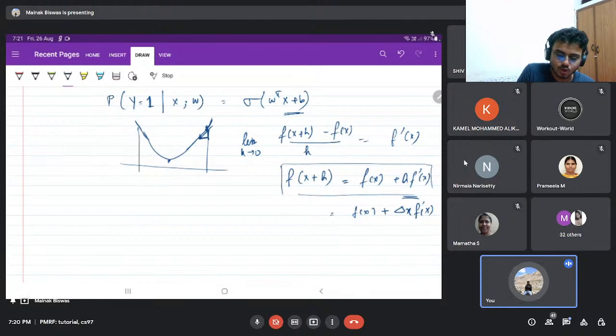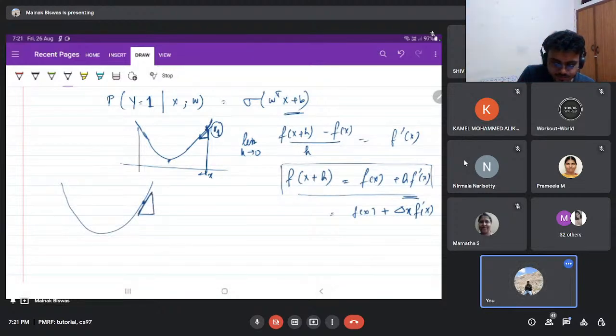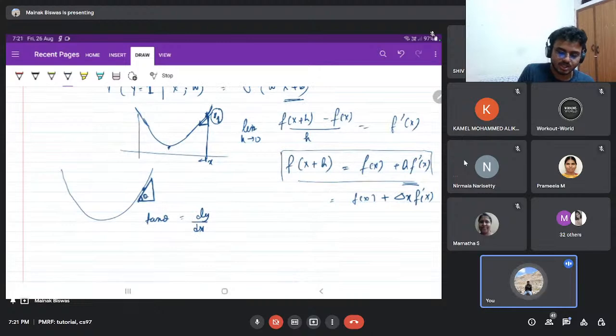But here we want to update the value of x itself. So x was initialized here as x1. So how do you update the value? I'll show you the geometry. If I take the slope here, this theta, tan theta is equal to dy dx. The initial x was this one, so you want to get this.